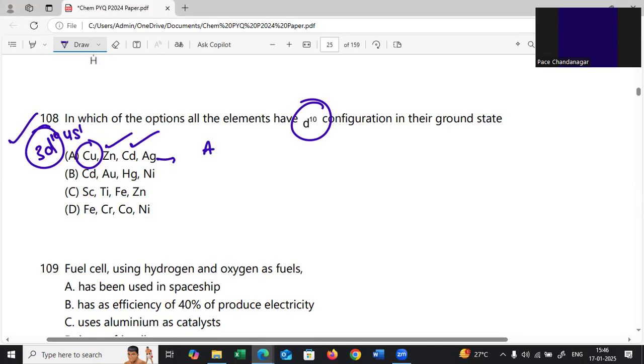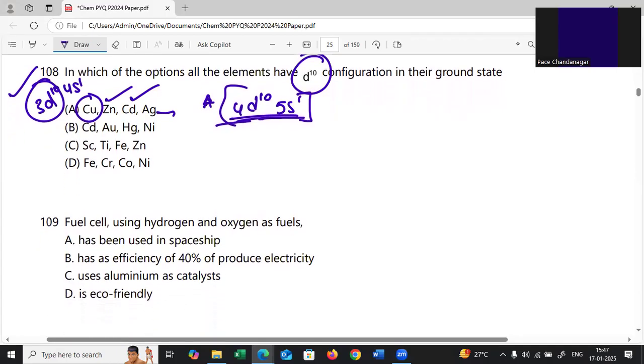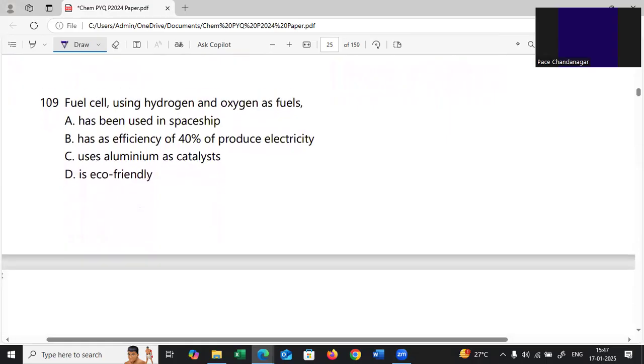Silver is 4d10 5s1. You should be able to remember that. Okay, and next, move on. Ground configurations are these things. Next, fuel cell using hydrogen and oxygen as fuels.